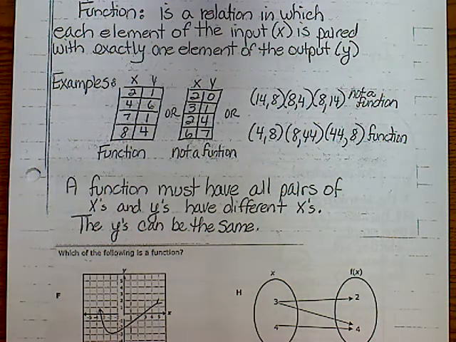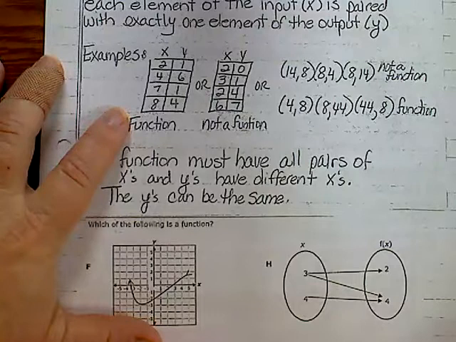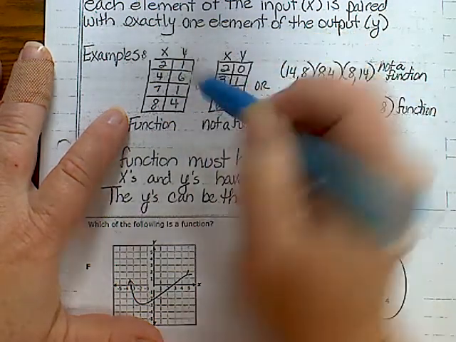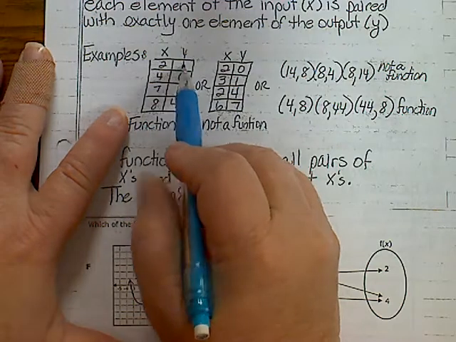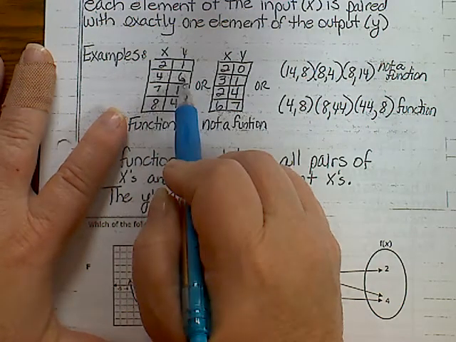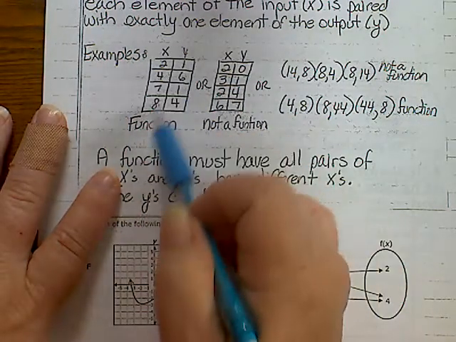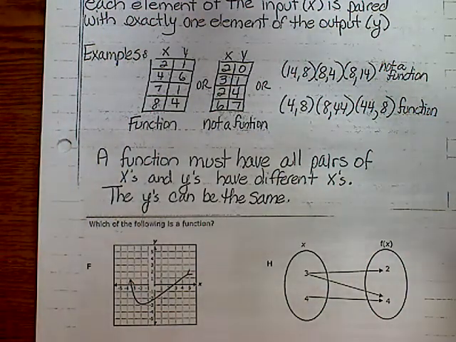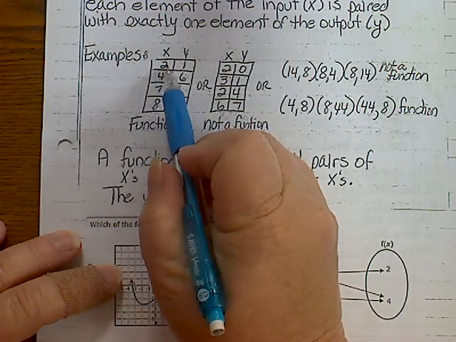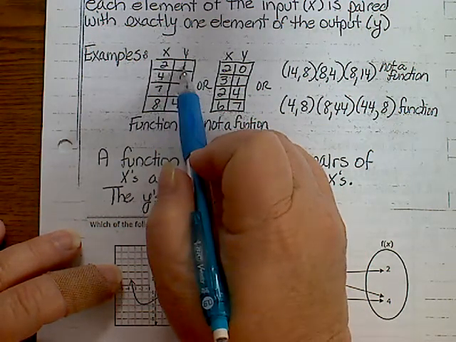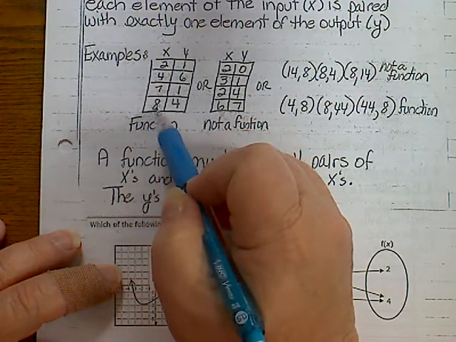Examples. Here is a table. Okay, you have x values, which are your domain, and y values. This is an ordered pair, 2, 1. Here's an ordered pair, 4, 6. Here's an ordered pair, 7, 1. 8, 4. So we can write those as ordered pairs, but they're just represented as a table in this situation. Okay. So each x can only be paired to one y. In other words, I can't have my x's repeat.